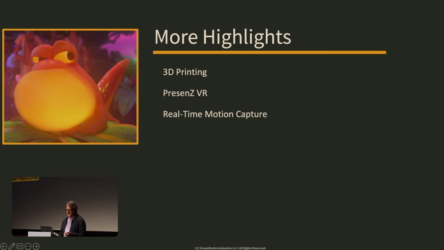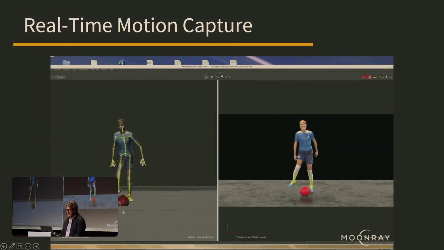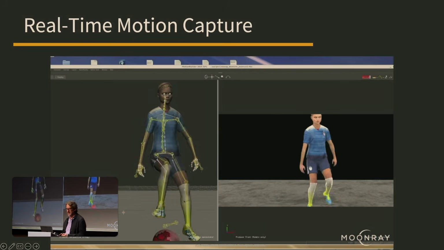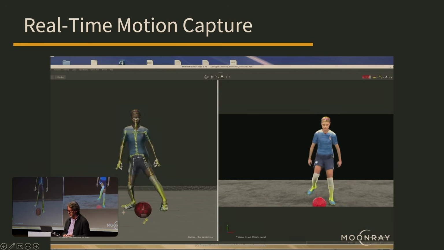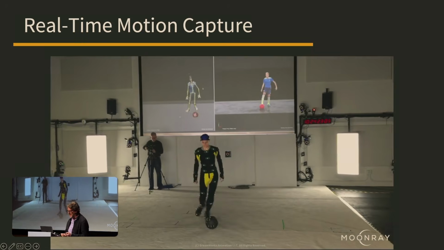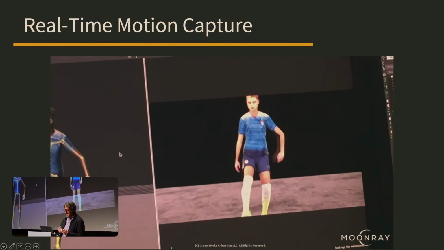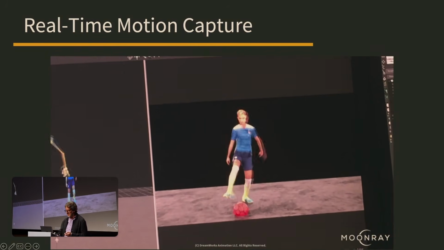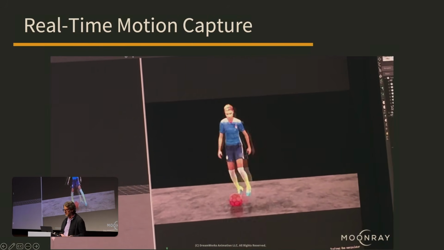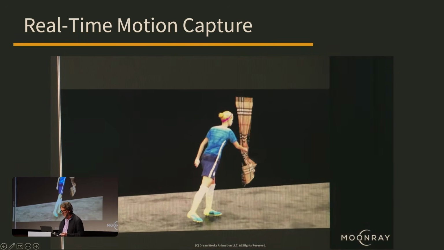Next up I'm going to show a test that we did of real-time motion capture with MoonRay and Eris. So we did this test in early 2016 on our motion capture stage. The configuration we set up is a good example for the Eris framework. The test is showing real-time rendering with MoonRay. The front-end application is Autodesk MotionBuilder on the left, which receives live mocap data and streams to the Eris backend. We dedicated 18 Eris hosts to the test, each with InfiniBand connections. The total core count was 40 cores per host times 18 hosts, or 720 cores. The CPU on the host was a 2.8 gigahertz Intel Xeon.